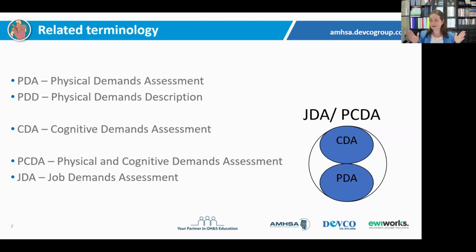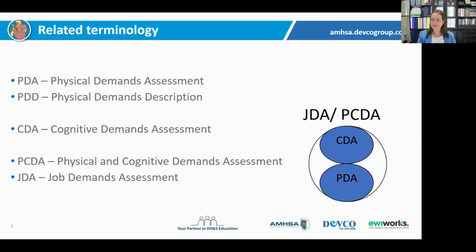Sometimes somebody who writes a job demand assessment will incorporate elements of a cognitive demand assessment and a physical demand assessment in the same document. So if you are in charge of the organization's documentation, you might be really interested in having documentation on physical demands only. You might be interested in cognitive demands only, or if you're interested in having both, then you probably want a template that includes both. So just make sure that you know what you're asking for, make sure you know what you have.